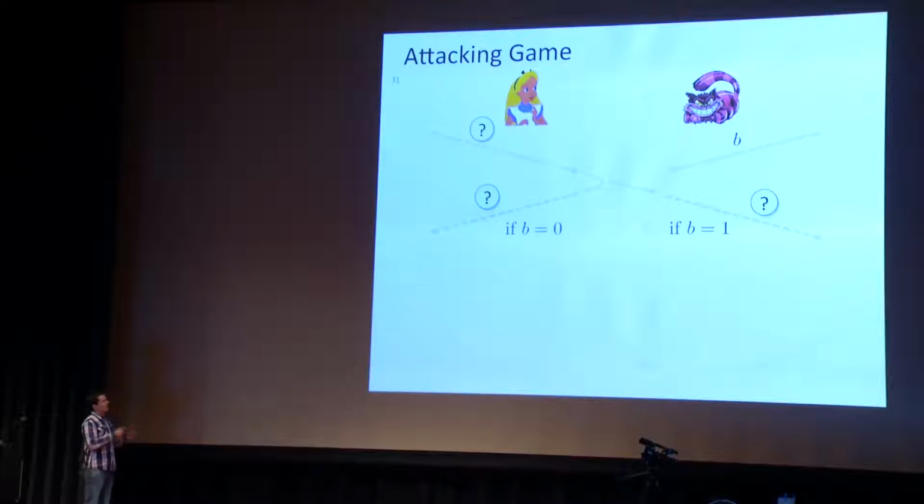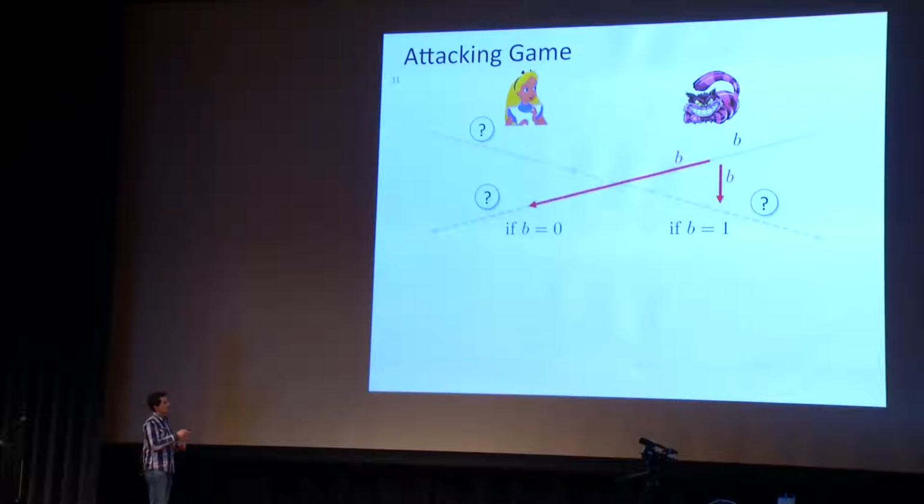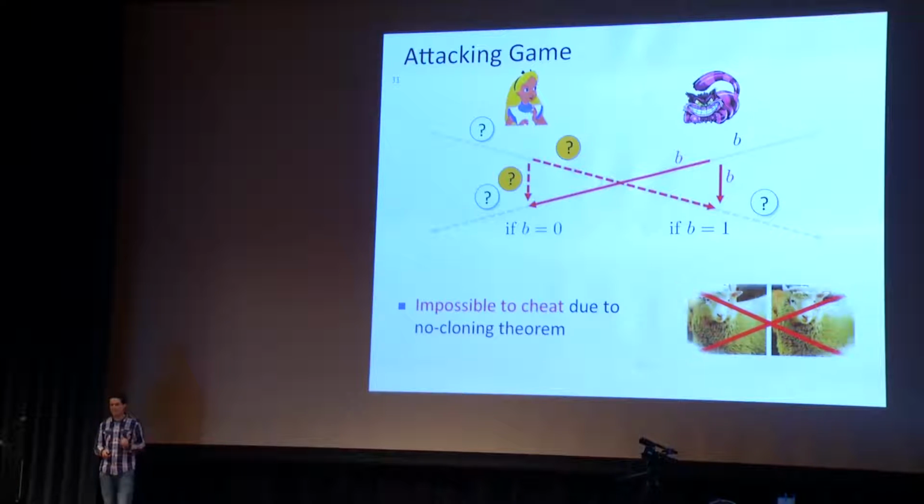So here is the game that we have to play as attackers. Alice has a qubit, Bob has a classical bit. If the bit is 0, Alice needs to end up with a qubit. If the bit is 1, Bob needs to end up with a qubit. Bob just has classical information, so he can do the same thing as before: make a copy of his bit, keep one for himself, and forward one to the other side. But Alice, she's in trouble.